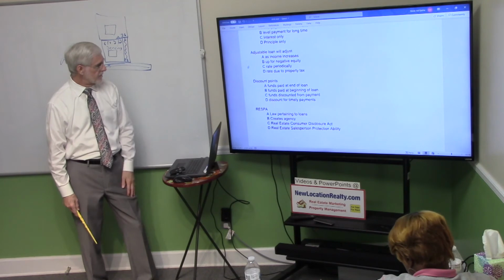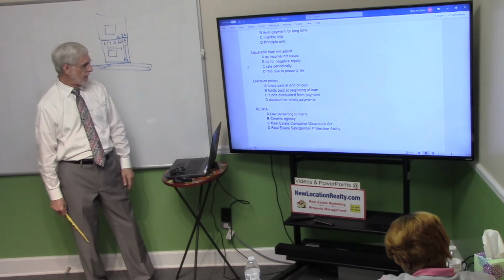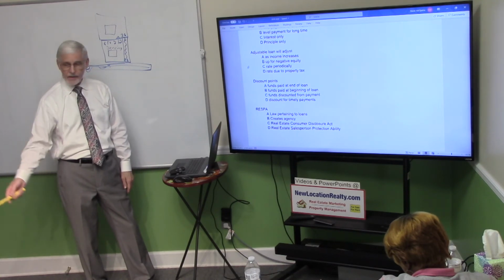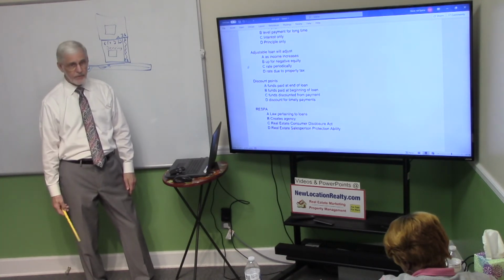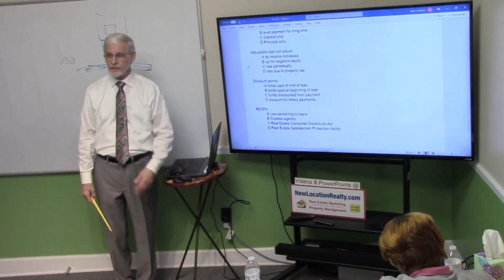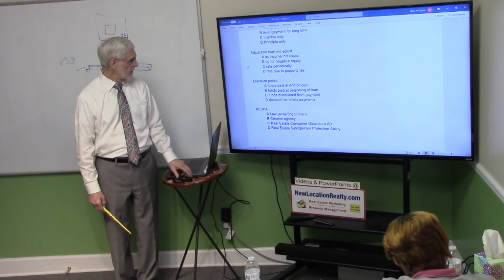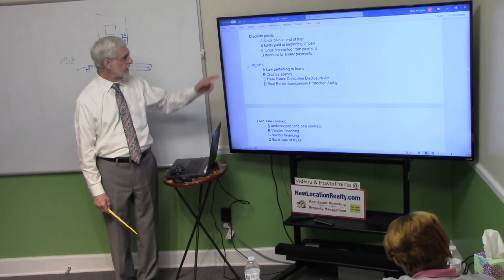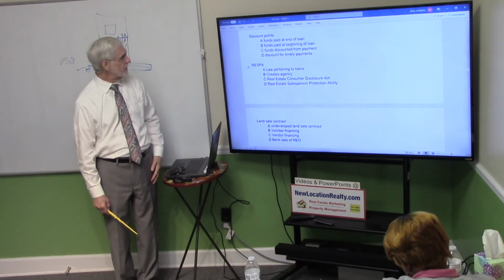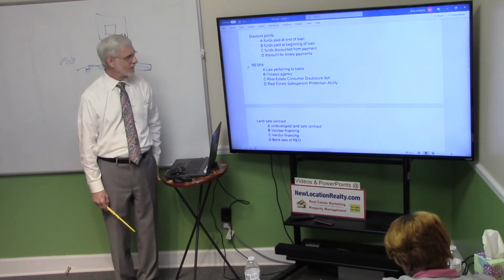A discount point. Funds paid at the beginning of the loan. That's right, when you pay the discount points up front. We're gonna get the loan, and it's gonna be 1.5 points at the beginning. Y'all didn't like that discount for timely payments? I like that one.